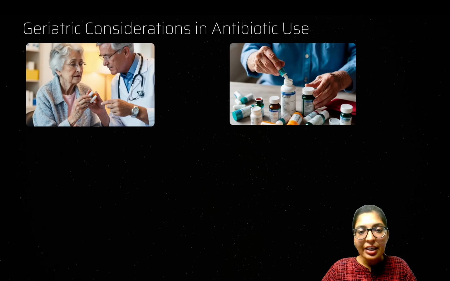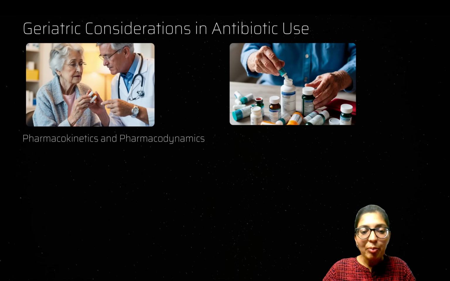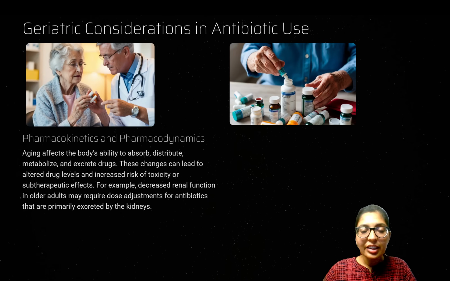Geriatric considerations in antibiotic use. Pharmacokinetics and pharmacodynamics. Aging affects the body's ability to absorb, distribute, metabolize, and excrete drugs. These changes can lead to altered drug levels and increased risk of toxicity or subtherapeutic effects. For example, decreased renal function in older adults may require dose adjustment for antibiotics that are primarily excreted by the kidneys. So it can be changed according to the age.